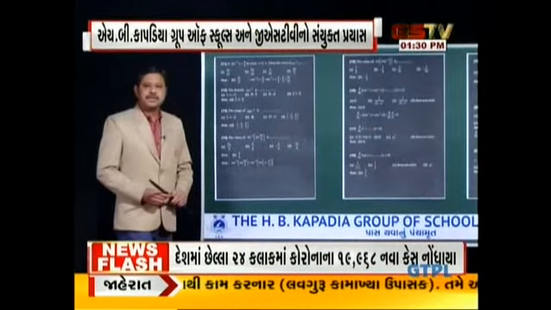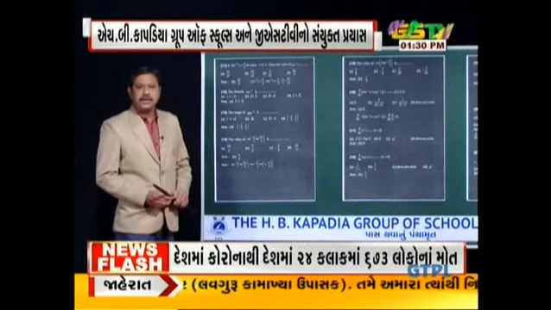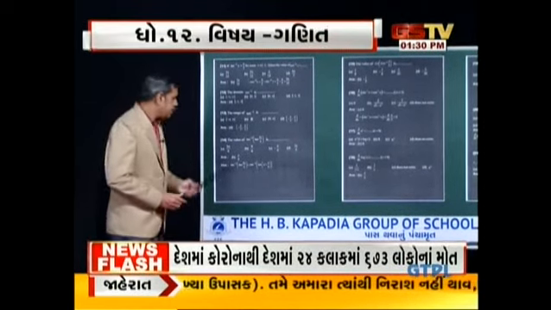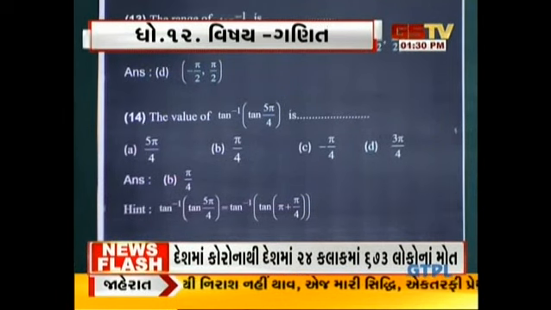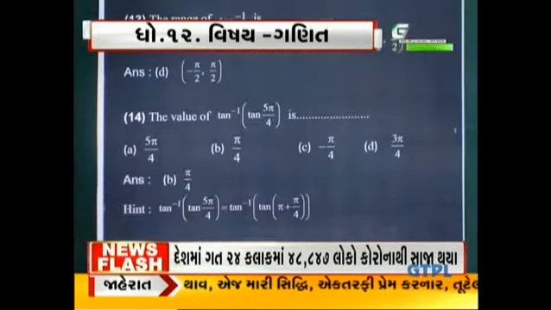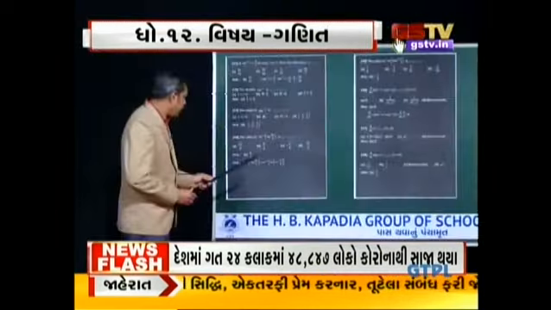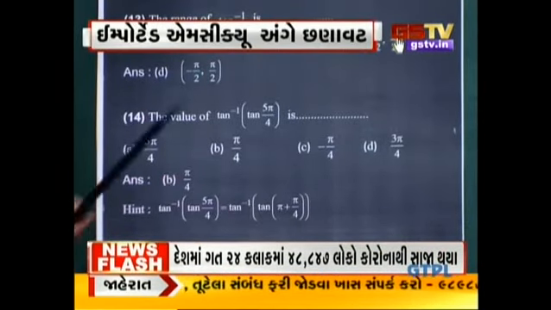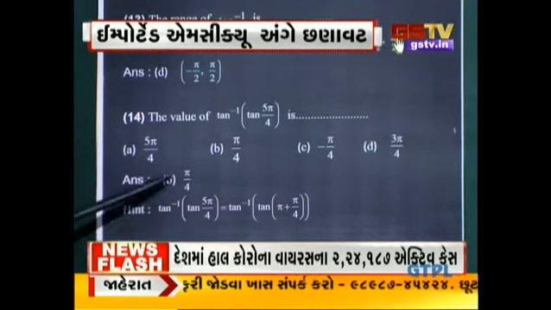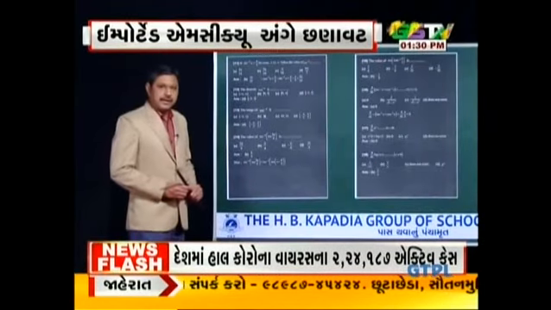Now pi plus pi by 4 is a value in the third quadrant, and in the third quadrant tan is always positive. All of you know that in the third quadrant tan is always positive. The value of the given function tan inverse tan of pi plus pi by 4 is pi by 4. So option B is the correct answer.